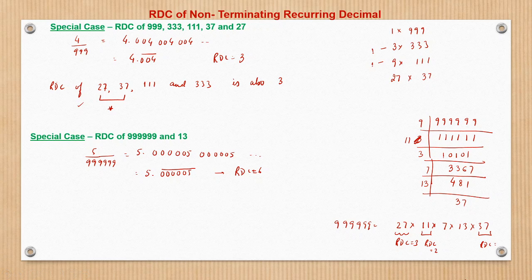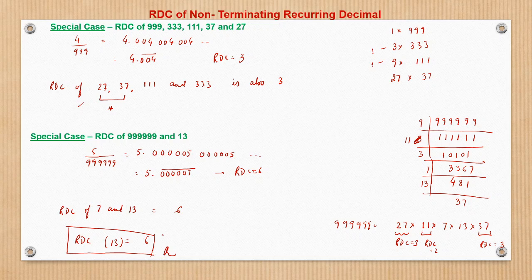So here we know that RDC is 3. So what remains? 7 and 13. So here RDC of 7 and 13 is also 6. Now this may not be a very special case for 7, because units also give the RDC of 7 as 6 only. But for 13 it gives 12, whereas this special case shows that RDC of 13 is 6. So this is an important observation from here, right? So from here we know that RDC of 13 is 6.